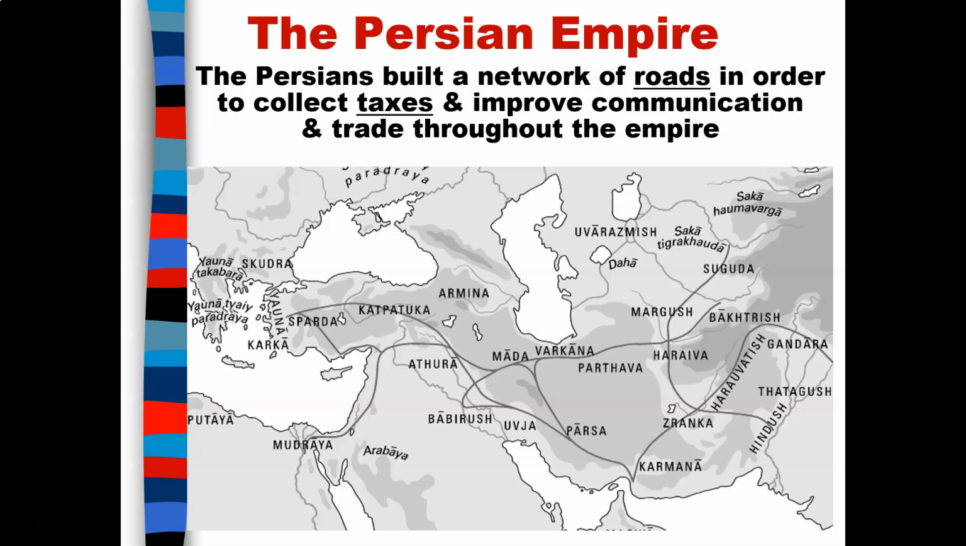The Persians also built a network of roads in order to collect taxes and improve communication and also trade throughout the empire. Now, when you have roads, when you have ways of moving from one area to another area efficiently, this makes everything so much easier for everybody. Not only for moving goods from one area to another, but also if anything happened, you were able to move your troops from one area to another in a fast and efficient way. So this was something really good for the Persian Empire, as they were able to build those roads, they were able to collect taxes, and they were able to communicate throughout the empire in an efficient way.